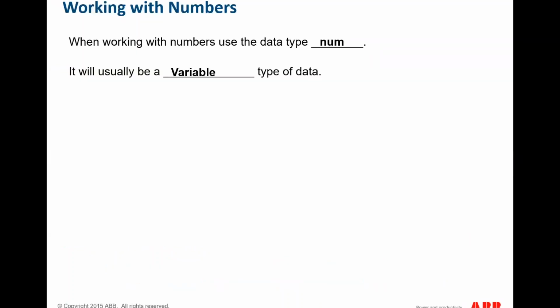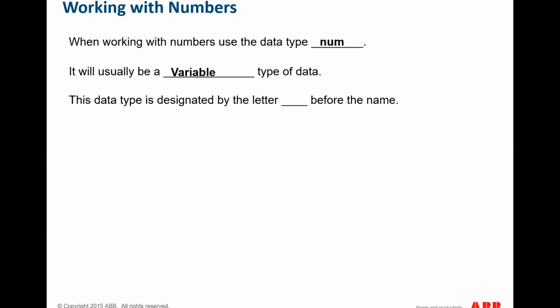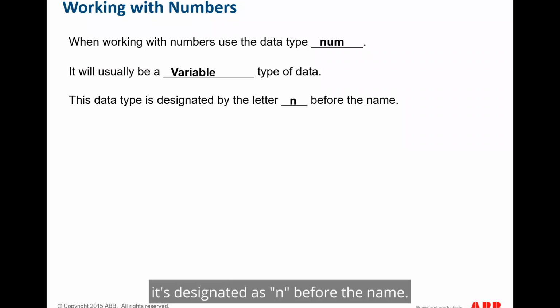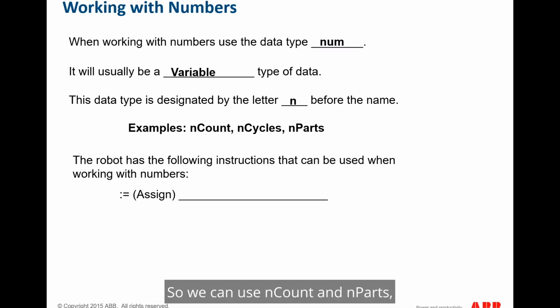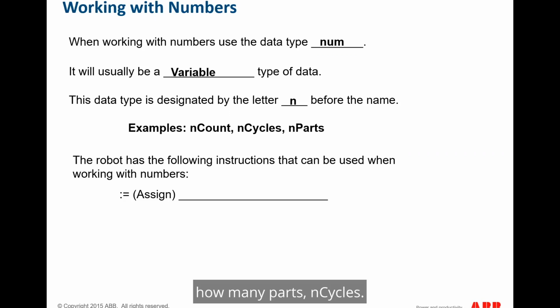It is the variable type of data, but it is designated as an n before the name. So we can use n count and n parts, how many parts, n circles, and then we can assign this number.